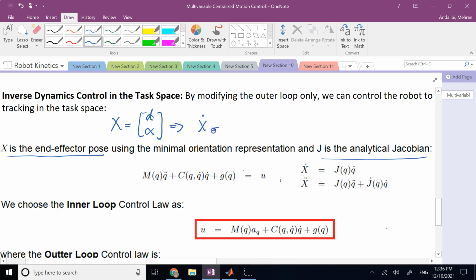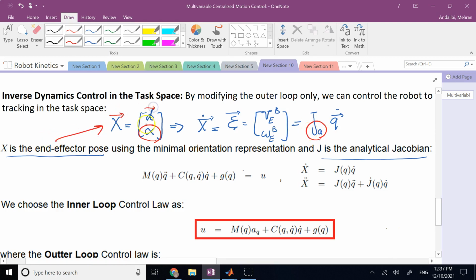is the end effector velocity, which we in the past showed with xi. And this xi, if you remember, is the velocity of the end effector in the base, and omega, the angular velocity of the end effector in the base. And this is equal to the analytic Jacobian times q dot. Again, why analytic Jacobian? Because here we are showing the minimal representation of the rotation. Okay, so don't forget about that.